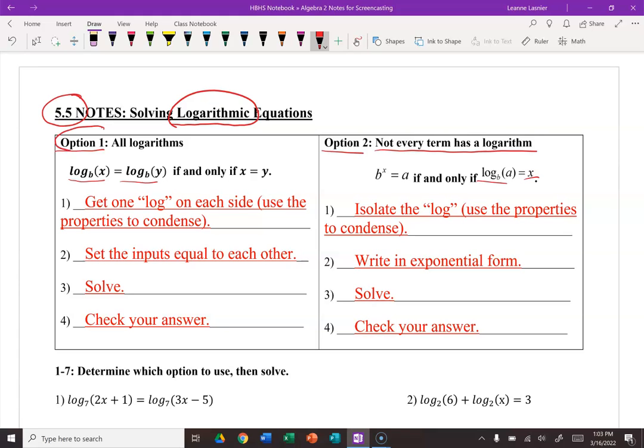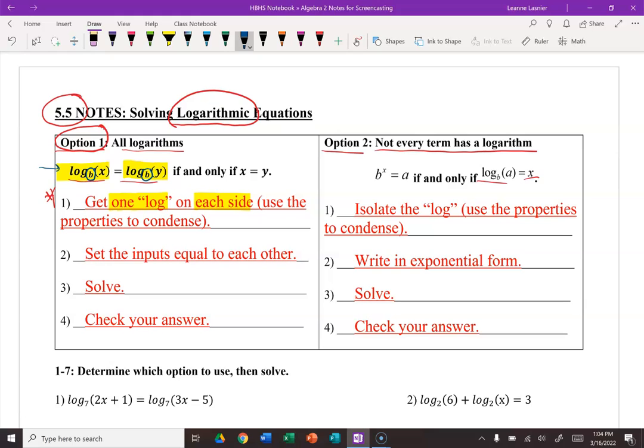So if it's option 1, where every term in the equation has a logarithm, these are the steps you're going to follow. In step 1, you're going to try to get it down to just one log on each side. So something that looks like this, a log on the left equaling one log on the right. So you don't want to have more than one log on each side. Also, this method only works if the base of each log is the same. For all the ones that we're going to do in this video, and all the ones that we're going to ask you to do, they will be. But I just want to point that out. This method works when the log that we get on each side has the same base.